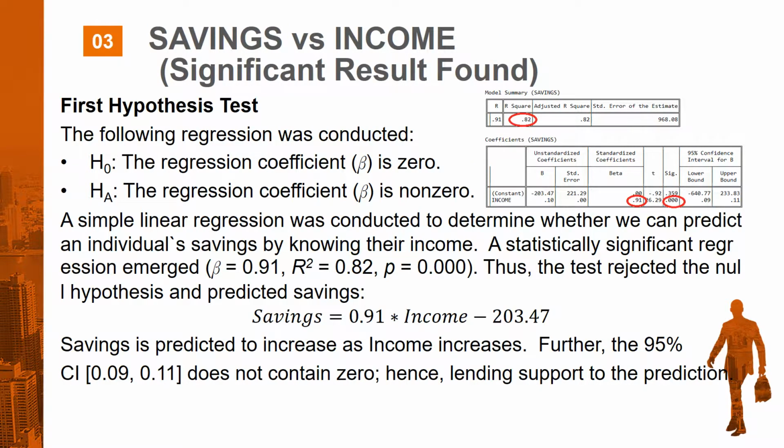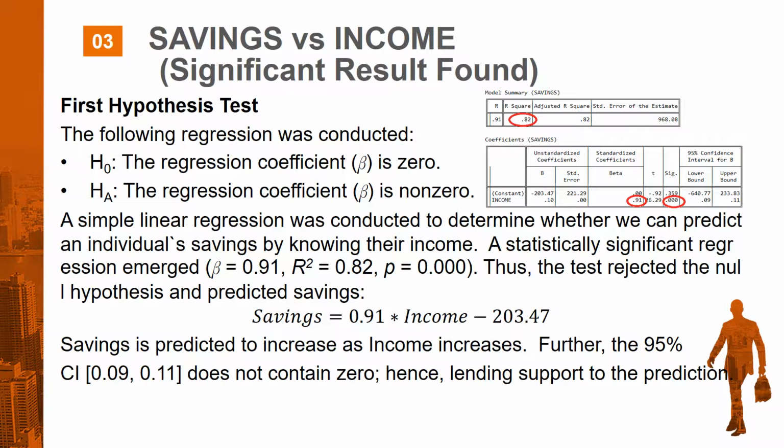On our next slide, we explore the first significant result from our study. What is our hypothesis here? The null hypothesis says that the regression coefficient, or beta, is equal to 0, while the alternative hypothesis says that the regression coefficient is non-zero, or not equal to 0. What did we find? A simple linear regression was conducted to determine whether we can predict an individual's savings by knowing their income. We used PSPP, as you can see on the slide, to conduct this analysis. A statistically significant regression emerged with beta equal to 0.91, R squared 0.82, and p-value 0.000. Thus, the test rejected the null hypothesis and predicted savings.